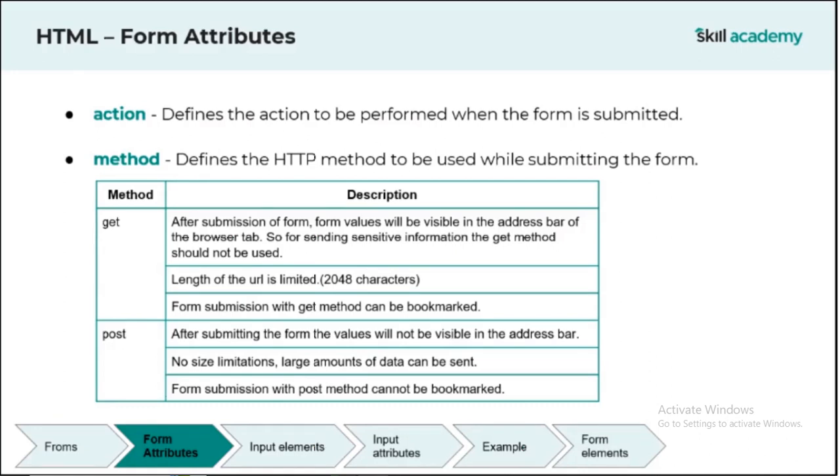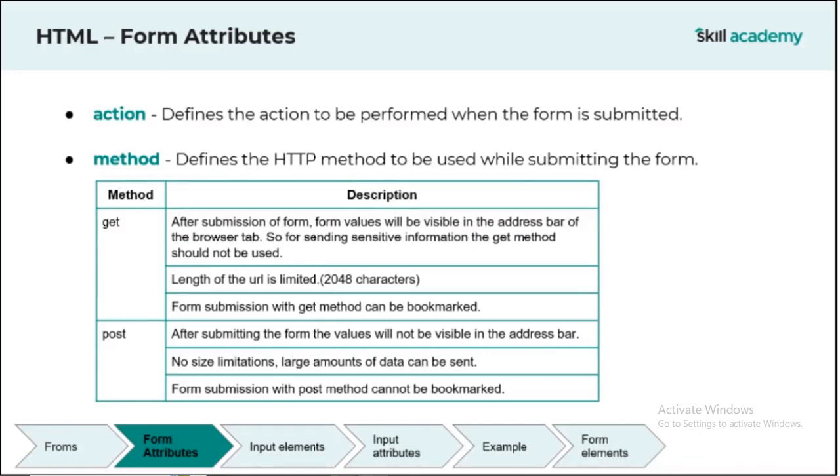जब आप एक रजिस्ट्रेशन फॉर्म बनाओगे और जैसे ही यूजर सेव या सबमिट बटन पे क्लिक करेगा, which method will be invoked automatically? This get method. Now what do we mean by get method? After submission of form values will be visible in the address bar of the browser tab. So for sending sensitive information, the get method should not be used.